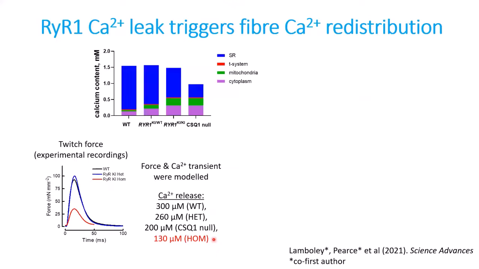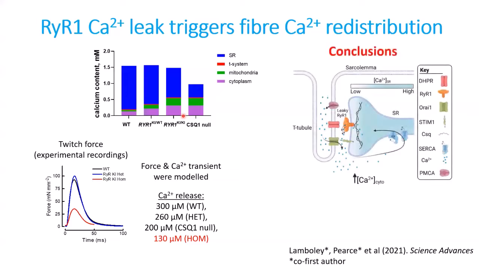Our homozygous mouse wasn't able to produce the same amount of force. We calculated it released 130 micromolar calcium. This redistribution of calcium in this mouse was not enough to compensate for the two mutations in the RyR receptor, so we presume that the calcium release is directly affected by these mutations in this protein. So I'd like to move to the conclusions.